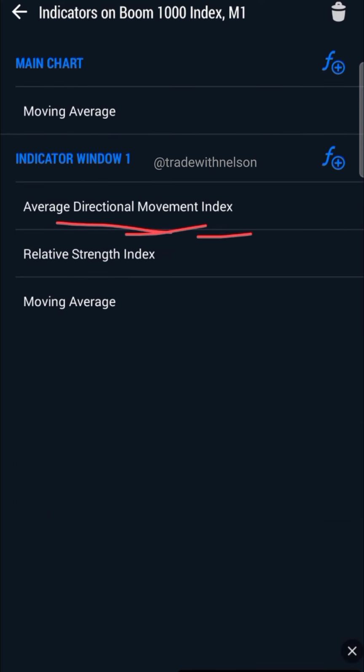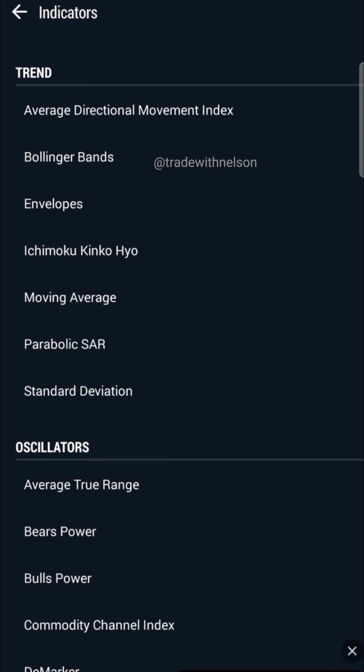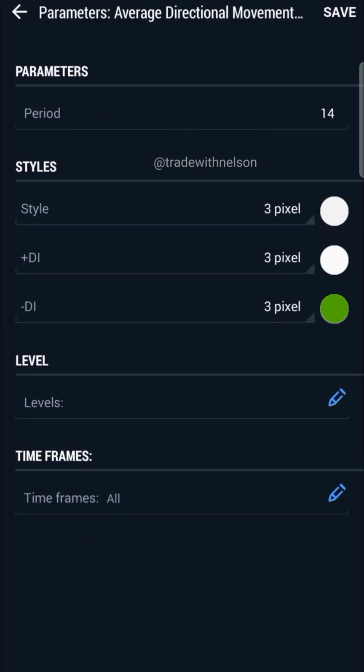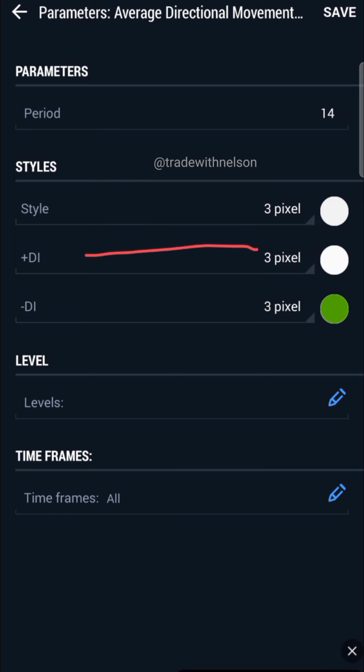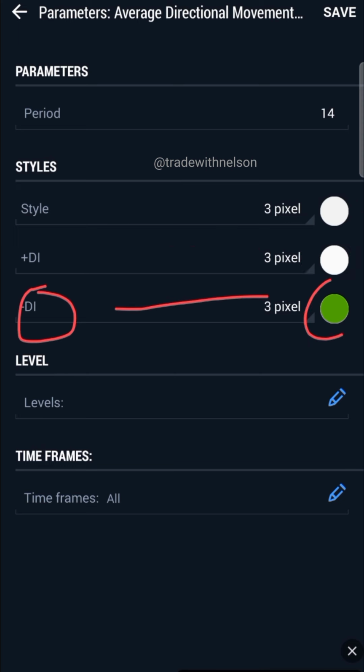To select the average directional index, you click on the F icon of the main chart. This is the average directional movement index. Make your period 14, and the style must be the color of your background. You can make everything 3 pixels, but the style must be the color of your background. If you are using black, you make the style black, and if you are using white, you make it white. Like mine, I'm using white, the background is white. So the plus DI, you make it also white. The only thing we need is the negative DI. So you select any color of your choice, then click on save.